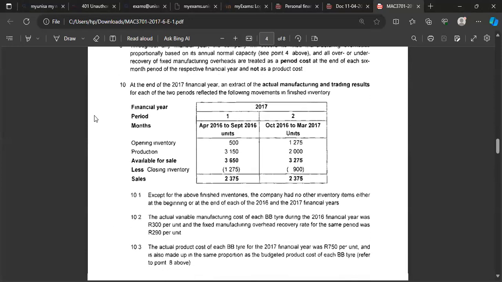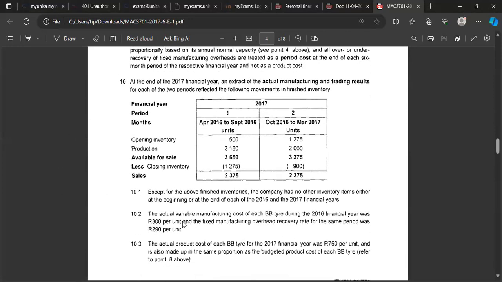Right. So here we are. The actual variable manufacturing costs are 300. So this is one that we mentioned, 300. All right, let me go to my Excel sheet again. I didn't realize that I had not shared the Excel sheet that time. Right, there we go.